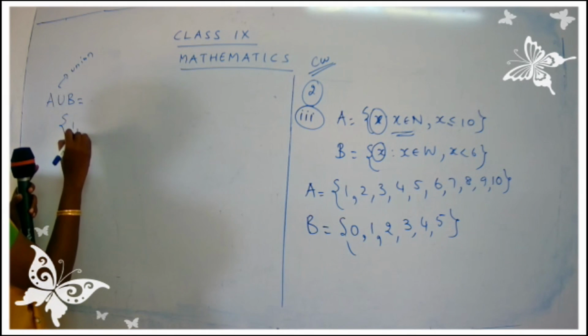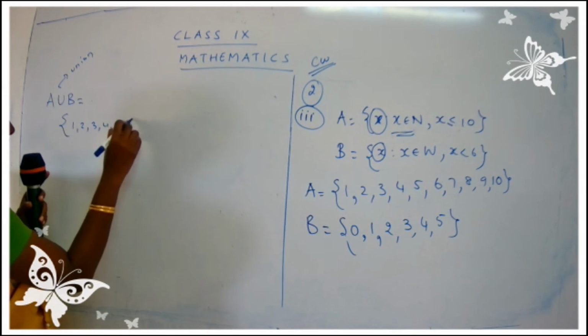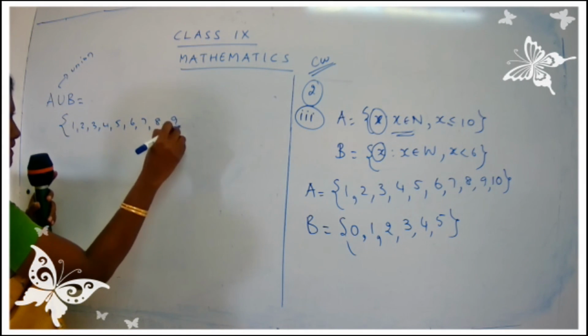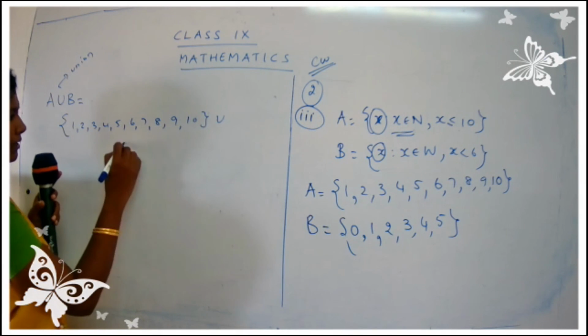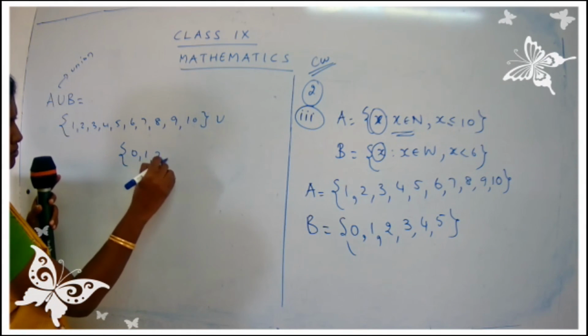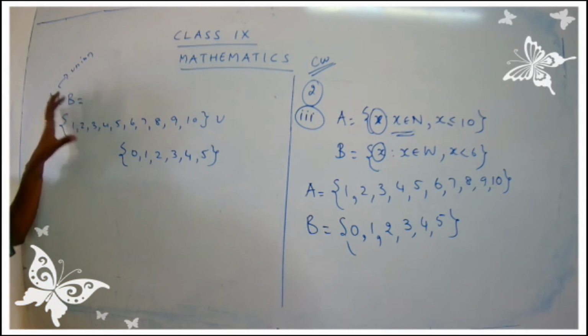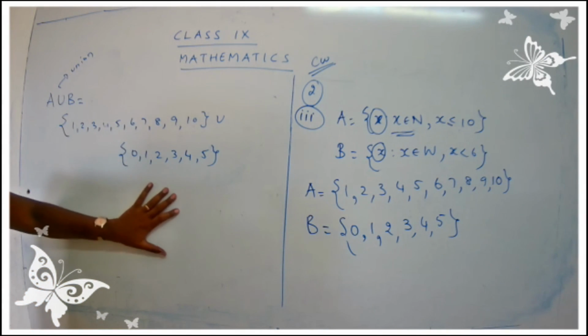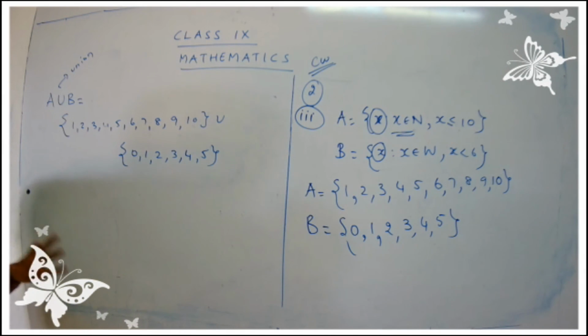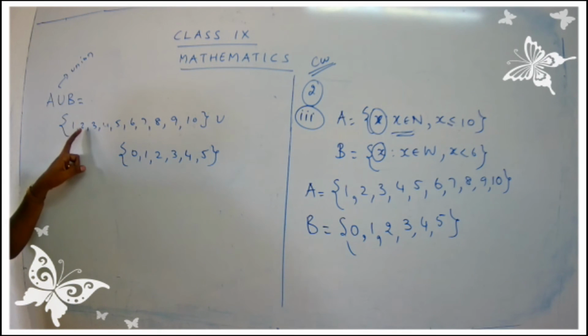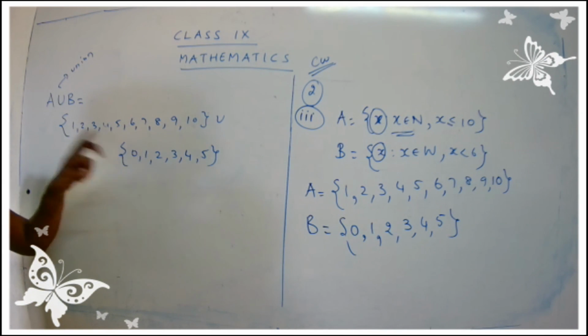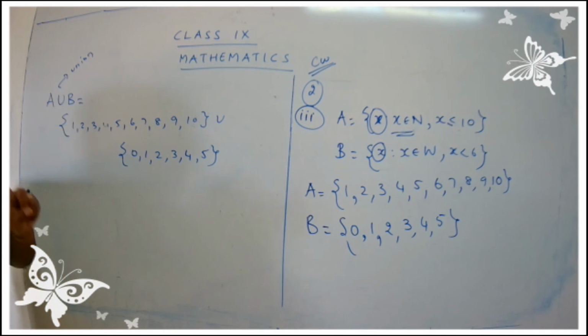So A is what? 1, 2, 3, 4, 5, 6, 7, 8, 9, 10. Union. What is B? 0, 1, 2, 3, 4, 5. So what is A union B? You have to combine A and you have to combine B. And I have told you not to repeat a member again. Here we have 2, here we have 2, so don't write 2 two times, you have to write it only once.